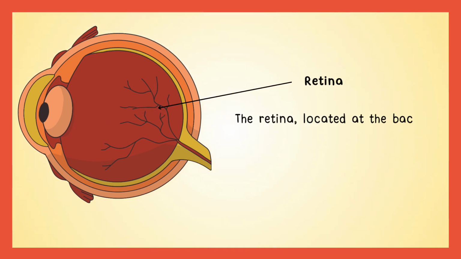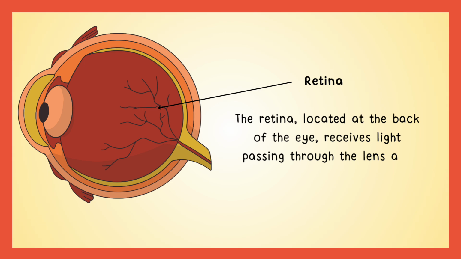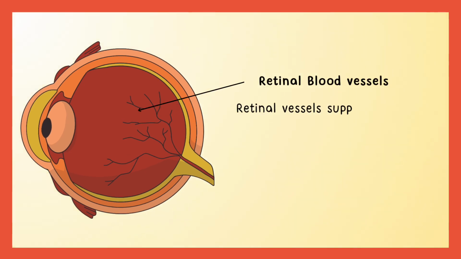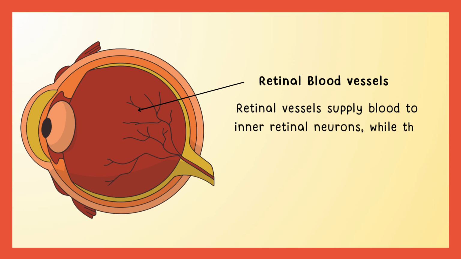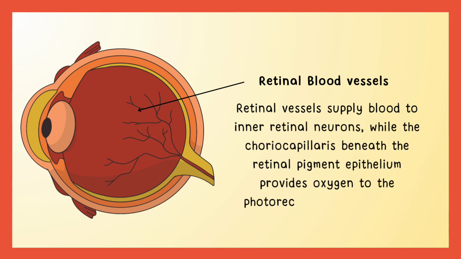The retina, located at the back of the eye, receives light passing through the lens and converts it into visual images. Retinal vessels supply blood to inner retinal neurons, while the chorocapillaris beneath the retinal pigment epithelium provides oxygen to the photoreceptor layer through diffusion.